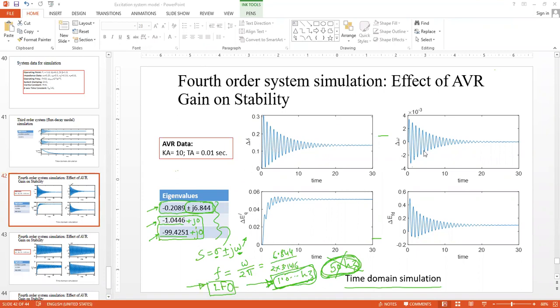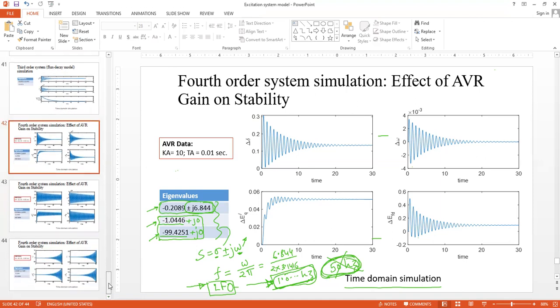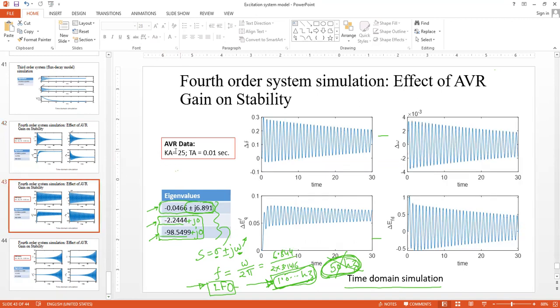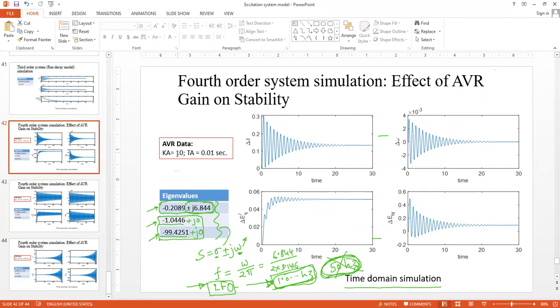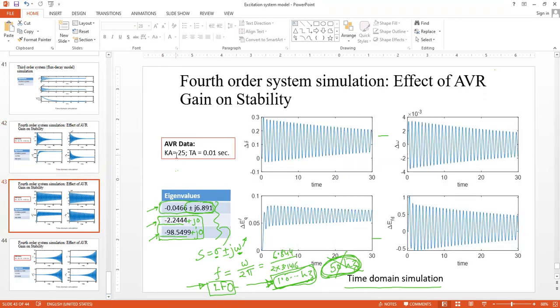And still now it is not causing a problem because the system is still stable. Okay, still now it has not created a problem, but let's see. So what we do next, we would simply increase this Ka value, and we will keep this Ta value constant. And let's say we take it to 2.5 times compared to the previous one. So Ka was 10, here Ka is 25.